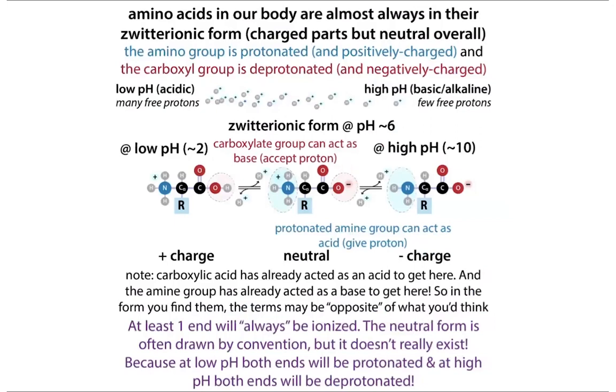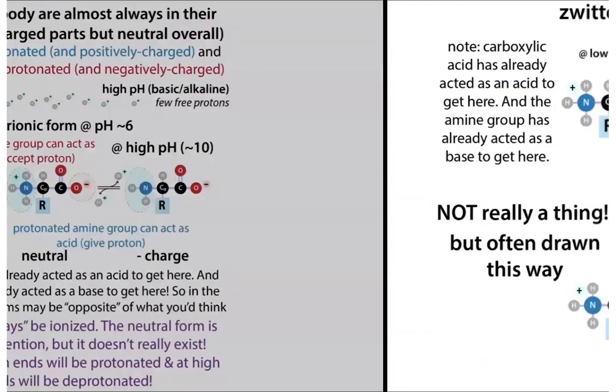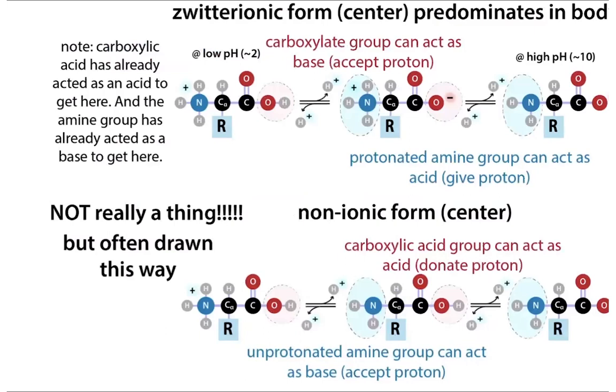So this is how I always want you to draw the amino acids, in this zwitterionic form, unless I'm specifically asking you, at what pH, what would it look like at this pH or this pH or this pH? Such as when we're drawing titration curves. But for all other times, I want you to draw it in this zwitterionic form. I never want to see you draw it in the neutral form.